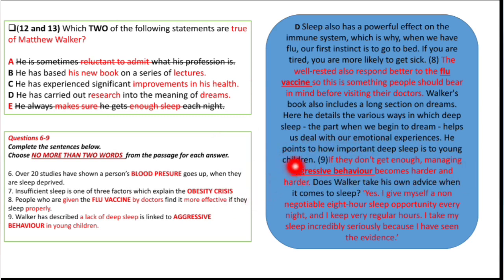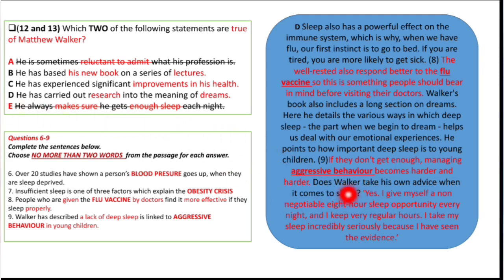So, if they don't get enough, managing aggressive behavior becomes harder and harder. So here they were talking about young children, right? Young children, and if they don't sleep enough, it's going to be difficult to manage their aggressive behavior. So Walker has described the lack of deep sleep is linked to aggressive behavior in young children. Because of this, we are having it as an answer, okay? And from the last sentences of the paragraph, we have got the answer of this.